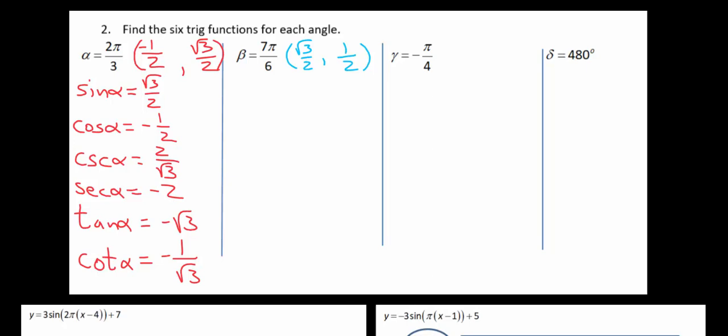6 pi over 6 is pi. So 7 pi over 6 is 1/2 turn and then 1/6 of the way around another. So that would put it in quadrant 3. And in quadrant 3, everything is negative. Well, the x and the y are negative, both of them. So then it's just a matter of remembering sine is the y, cosine is the x, and then we've got the reciprocals.